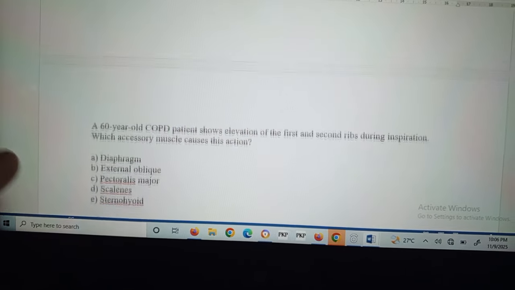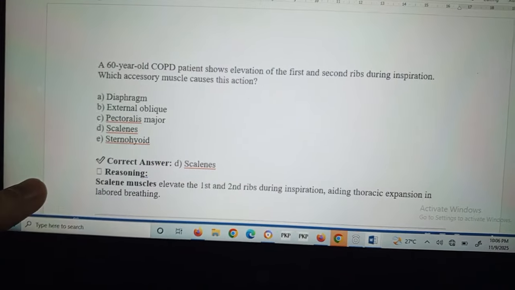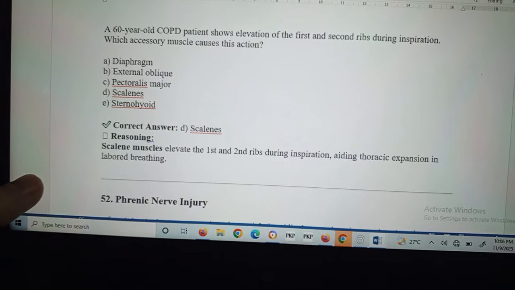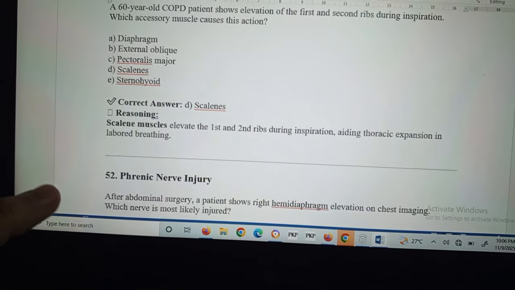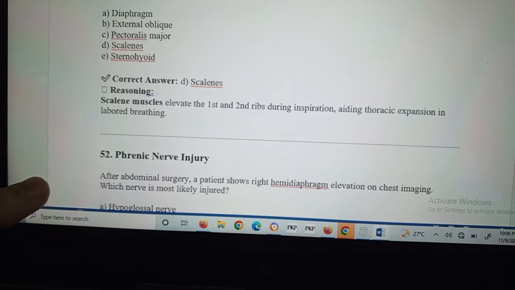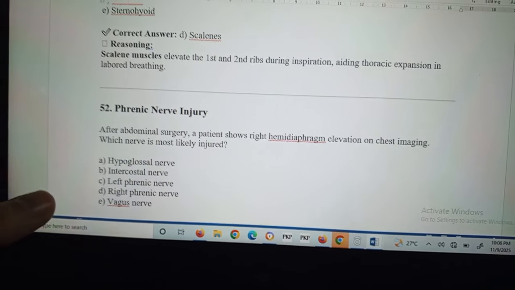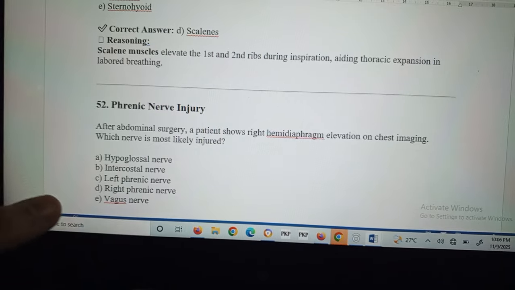Scalenes in the inspiration. A 60-year-old COPD patient shows elevation of the first and second rib during inspiration. Which accessory muscle causes this action? The scalene muscles perform this action. Scalene muscles elevate the first and second rib during inspiration, aiding thoracic expansion in labored breathing.